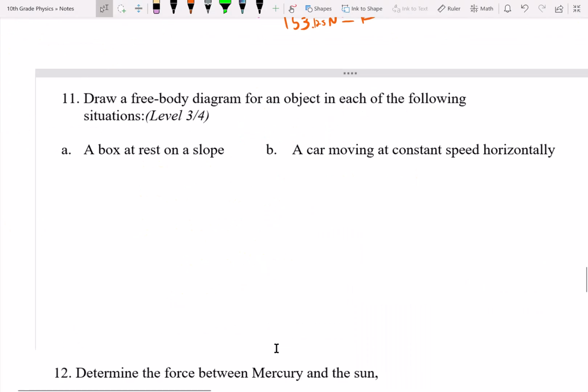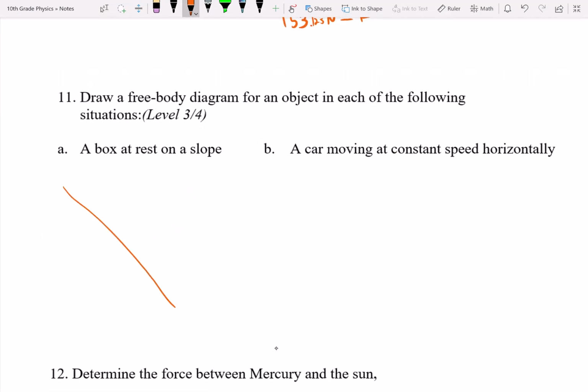Okay, for 11, you're asked to draw a free body diagram. You need to go back in your notes and look how to do this, but we'll do it here. First one is a box at rest on a slope. So a free body diagram is just trying to draw what forces are acting on an object at a single moment in time. So here's our object. It's at rest on a slope.